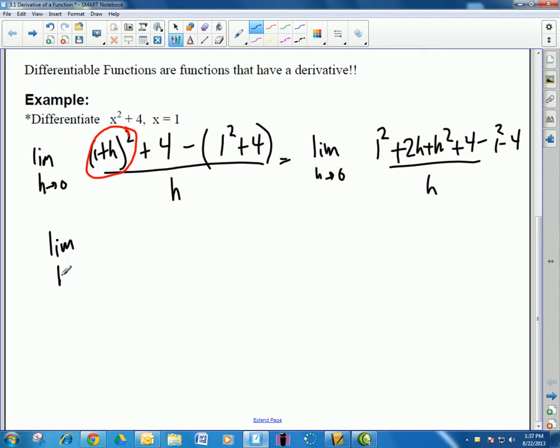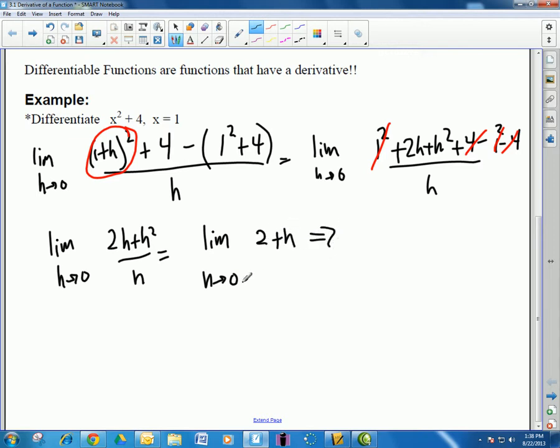So you'd have the limit as h approaches 0, and still all your constants cancel, your 1 squared, your 4, negative 4. But now you're left with your 2h plus h squared all over h. And so it's the limit as h approaches 0 of just 2 plus h. Then you can go ahead and plug that 0 in for your h right there, and you just get 2. So that is the derivative of x squared plus 4 at x equals 1. In other words, it's the slope of that function at x equals 1. That's all that we found.